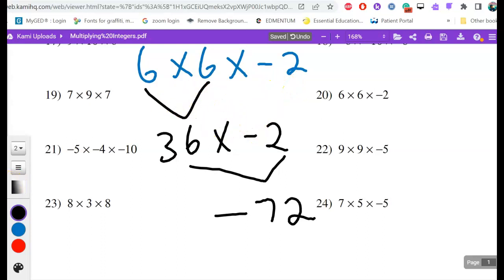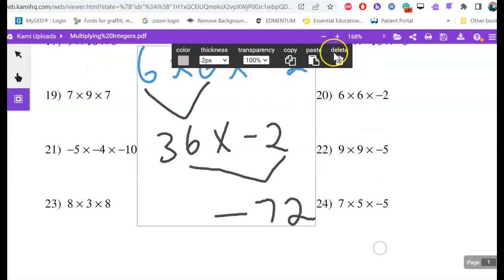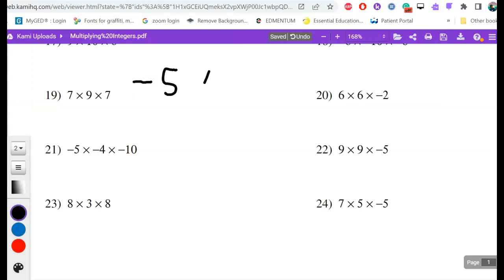Let's do one more. Taking a look at number 21, it says negative 5 times negative 4 times negative 10. Here we go.